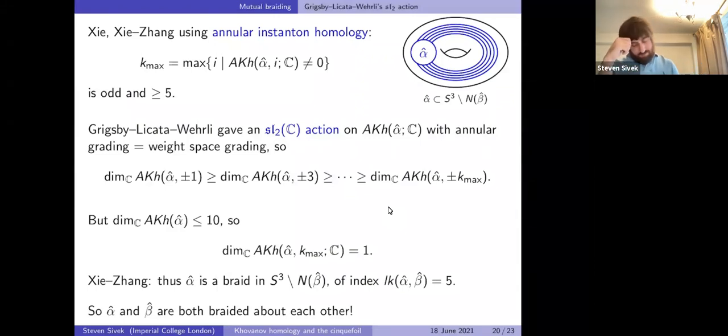This is, like I said, a really strong restriction. I mean, it's one thing to have a pair of braids whose closures are both unknots and one of them is braided about the other. But when you try to undo the braid, try to just make it look like a single circle, the other one is most likely going to be too tangled up to view as a braid.